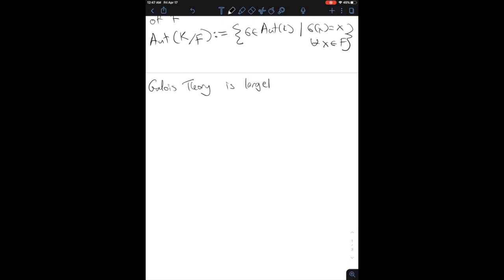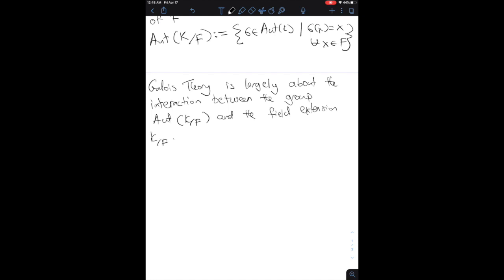Okay, so then Galois theory is largely about the interaction between this group, Aut K over F, and the field extension.